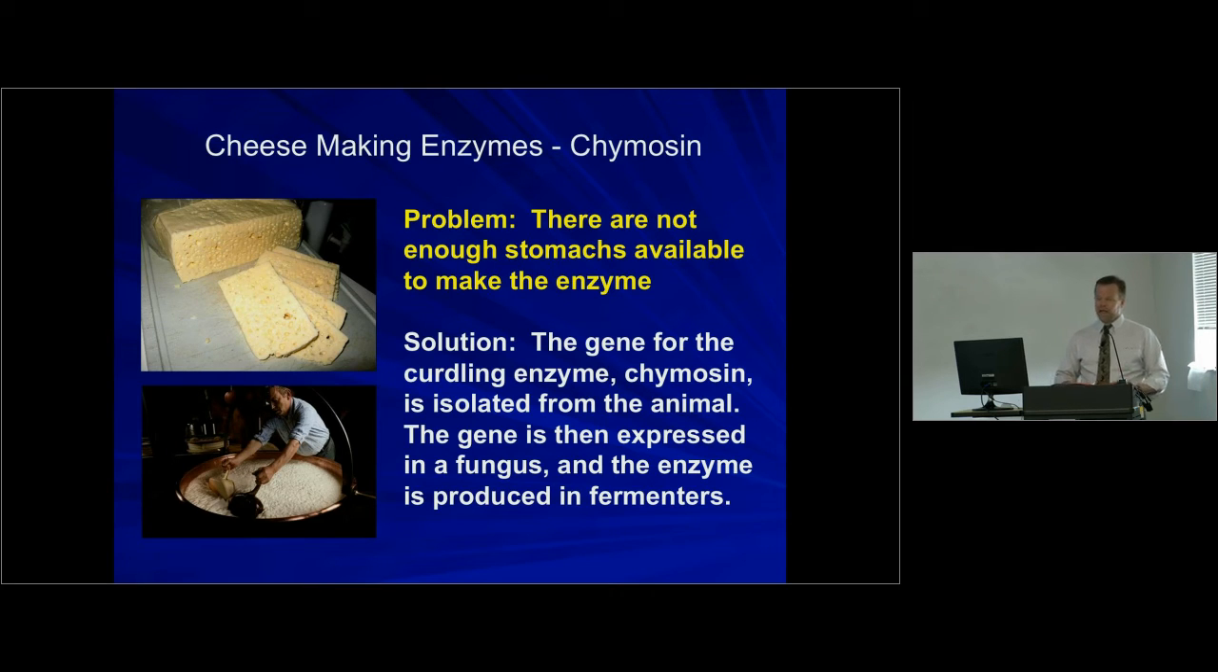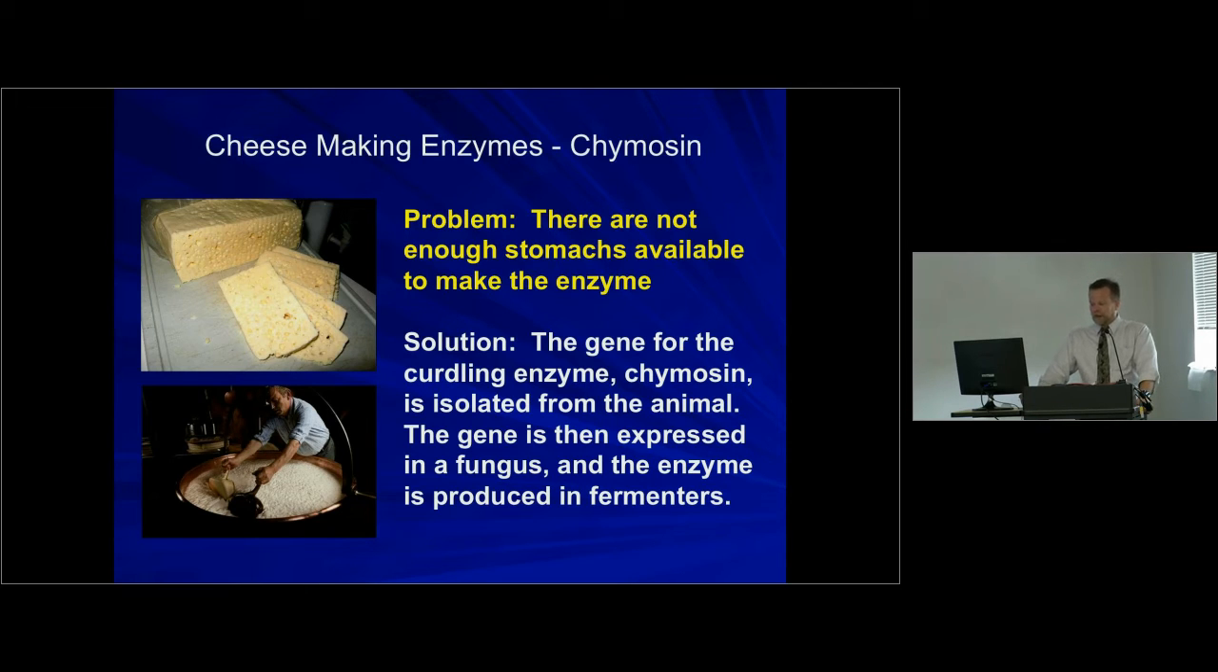The problem, again, is you don't have enough stomachs to meet the current demand for cheese, especially because it is best and highest from young cattle. And after people slowed down with eating veal, there wasn't so much rennet or so much chymosin available to produce cheese enzymes.